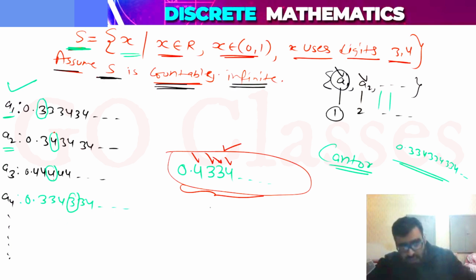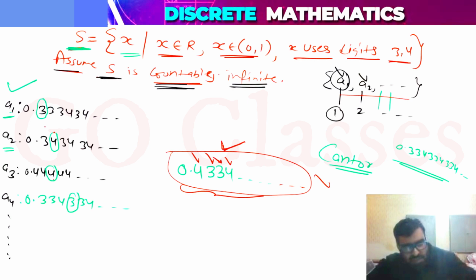So this number that we have created is different from every number in this sequence. So we have proven that this number does not occur in this sequence anywhere. And hence we have proven that this sequence is definitely not a one-to-one correspondence. This we have proven. So is this proof clear? Does anyone have any doubt in this proof? This is called the diagonalization proof.